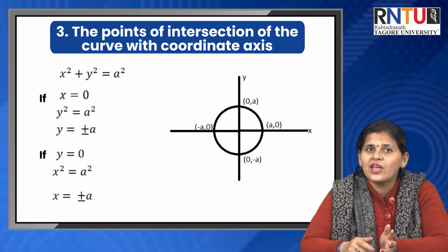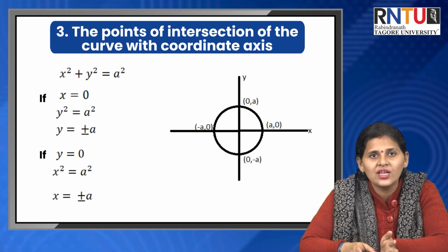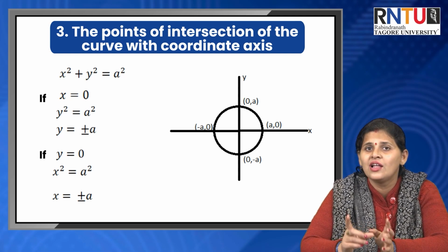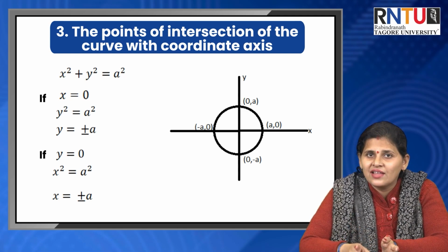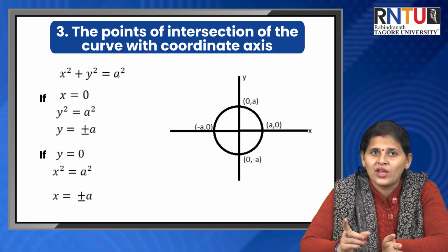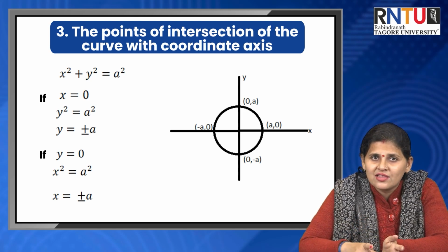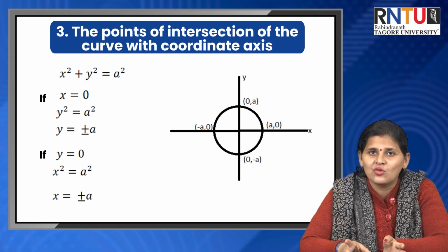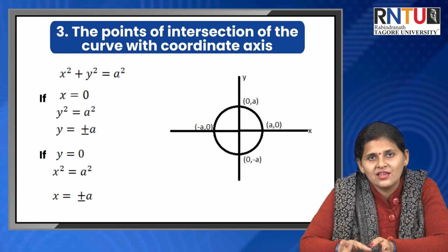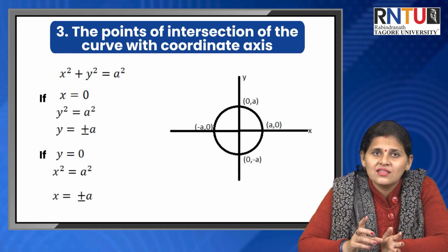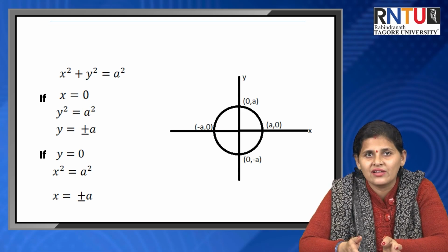If we substitute y equals 0 in the equation x square plus y square equals a square, then we get x equals plus or minus a. So the curve intersects the x-axis at (a, 0) and (minus a, 0). At one point x is a and y is 0, and at the other x is minus a and y is 0. This is how we find the intersection of the curve with the coordinate axes.